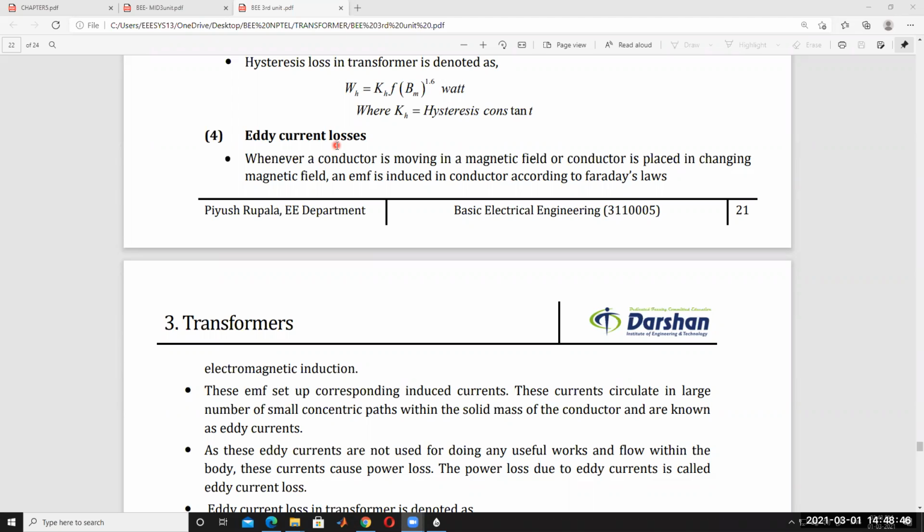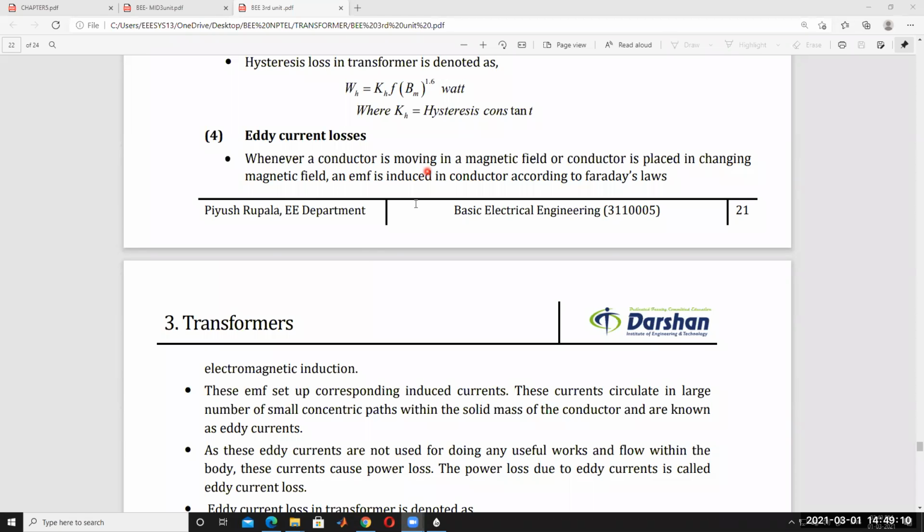But in motors and generators the EMF is dynamically induced, because the conductors are moving in a motor or generator. In a transformer, the conductors are stationary but the magnetic field, that is the flux, is changing. That's why the induced EMF is called statically induced EMF.